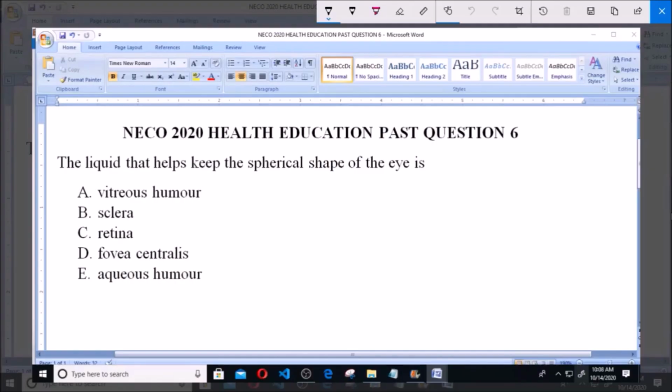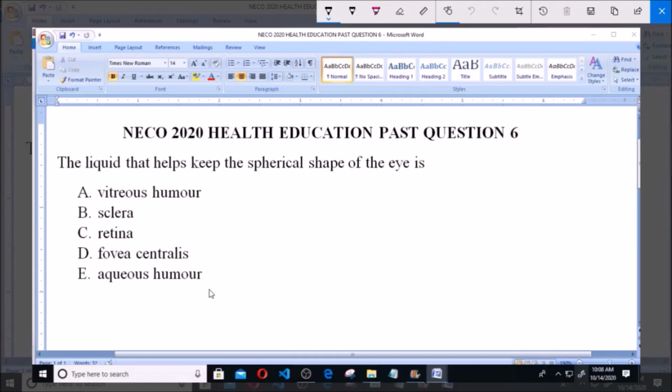I will be answering NECO 2020 Health Education Past Question 6. The liquid that helps keep the spherical shape of the eye is: A. Vitreous humor, B. Sclera, C. Retina, D. Fovea centralis, and E. Aqueous humor. Now these are the various parts of the eye.